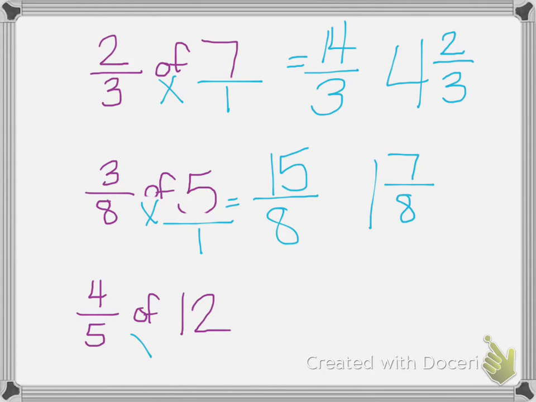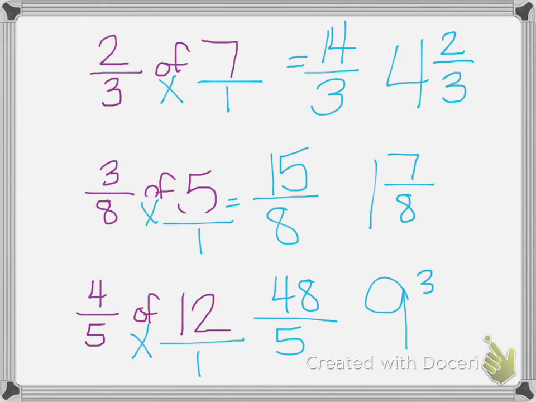4/5 of 12, "of" is times. 12 becomes 12 over 1. 4 times 12 is 48. 5 times 1 is 5. Our improper fraction to a mixed number, 5 goes into 48 9 times, with 3 left over. Denominator is 5, so 9 3/5.